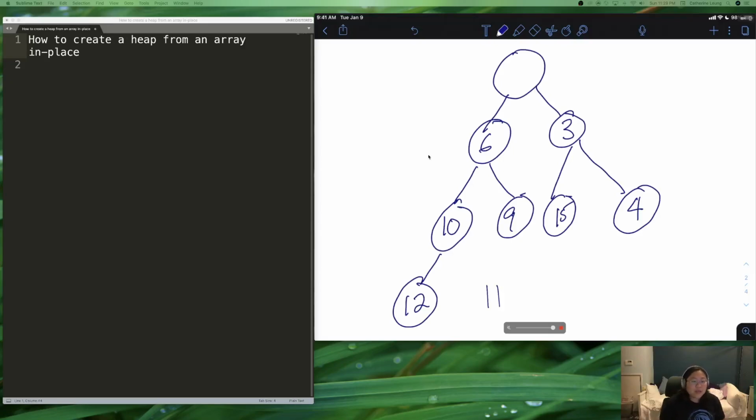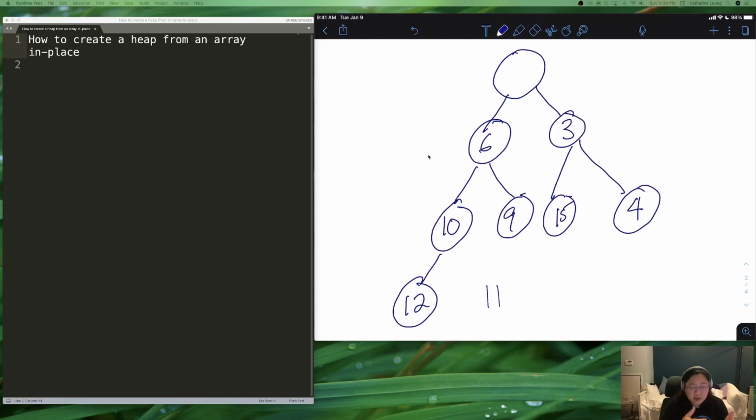Hi everyone. So in this video, we are going to talk about how to create a heap using an array in place. Remember in the last video, we said that even though we draw heaps like a tree, we actually implement them with an array. So if we are implementing them in an array, how do we create them if we were given an array of values to begin with?